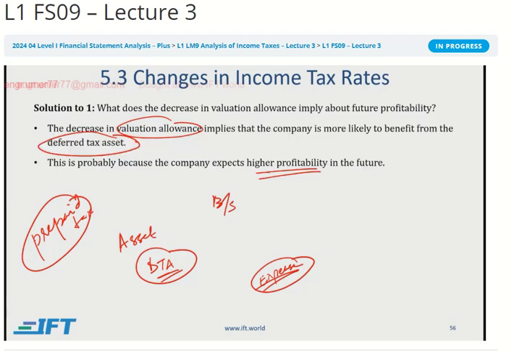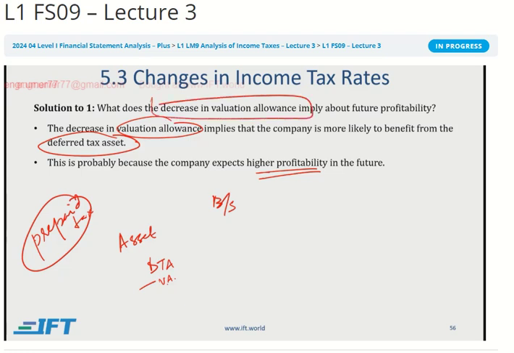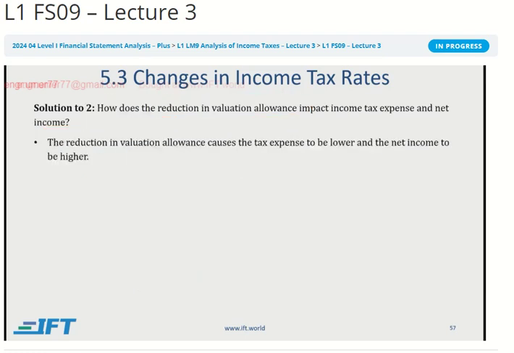But for some reason, let's say we feel that we will not be able to report higher profitability, and we had reduced that deferred tax asset by recording a valuation allowance. Now, if that valuation allowance is being decreased, that could only be because the company expects higher profitability in the future, which is obviously good, right? How does a reduction in valuation allowance impact your income statement? Well, first of all, it's going to reverse that loss, right? So you will have your income, which is going to be higher.